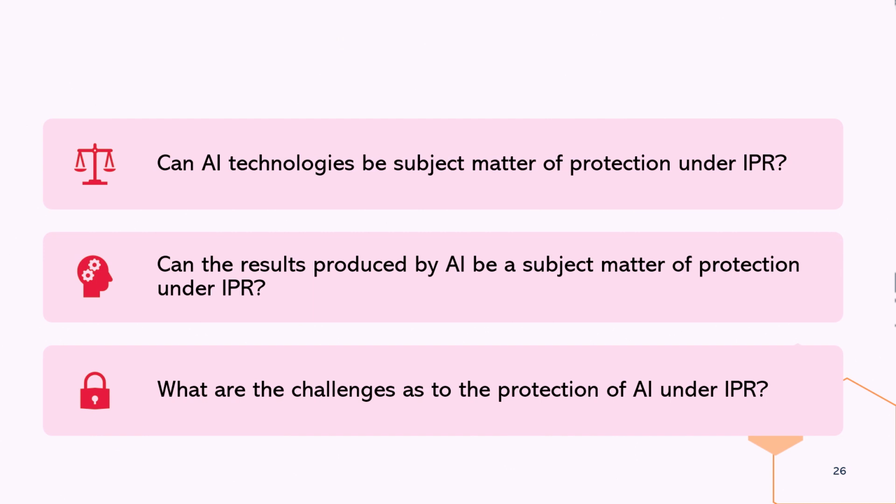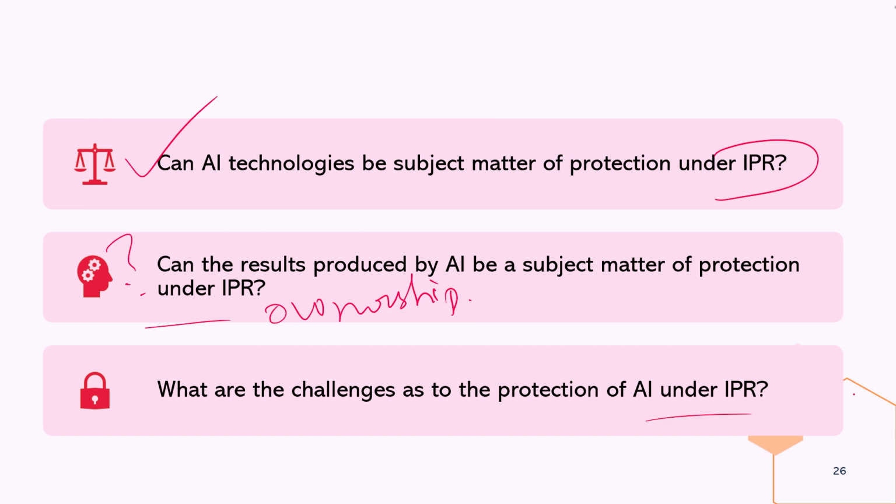So can AI technologies be subject matter of protection under IPR? Yes, definitely. We all know that they can be subject matters of intellectual property protection, because they are technologies or innovations. Can the results produced by AI be a subject matter of protection under IPR? This is the concerning issue, where we see what will happen. The ownership issues will arise, or issues pertaining to title of a particular property, and what are the challenges as to the protection of AI under IPR.